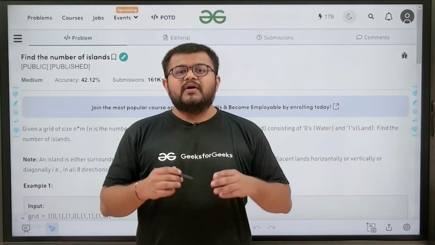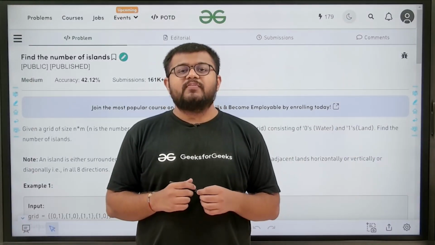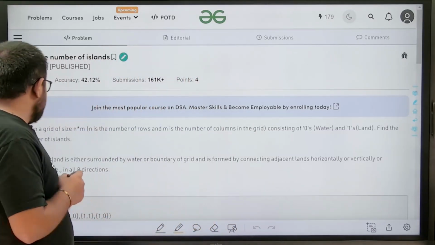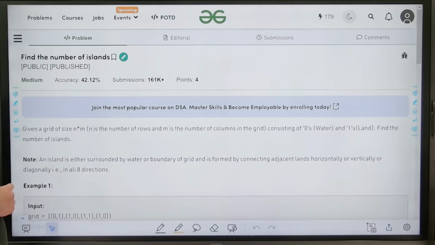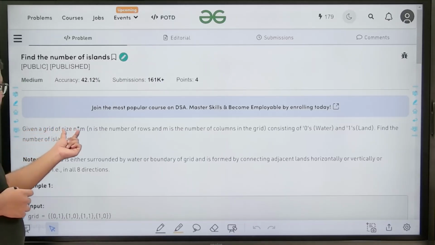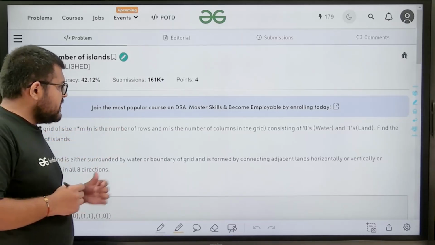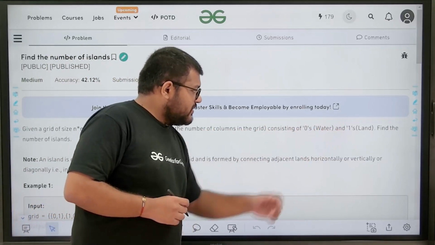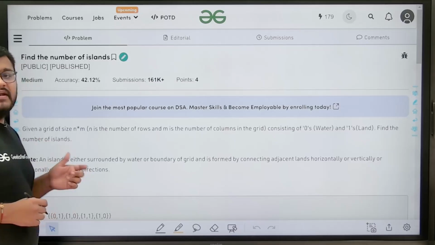Welcome to this video. In this video, we are going to see the solution of the problem, find the number of islands. First of all, let us start by understanding the question. What does the question say? It says that given a grid of size n cross m, where n is the number of rows and m is the number of columns in the grid, consisting of zeros, water, and ones, lands. Find the number of islands.